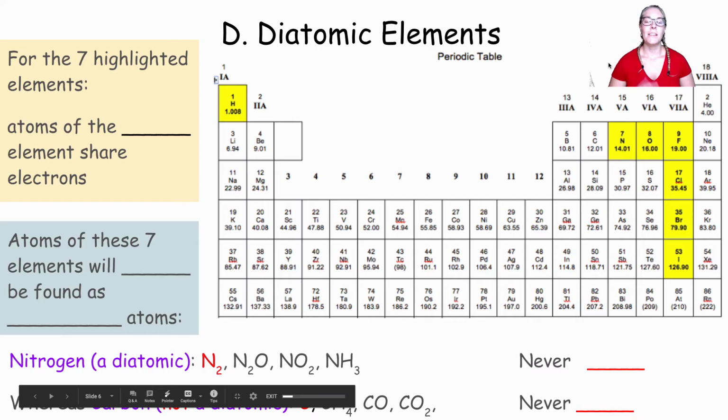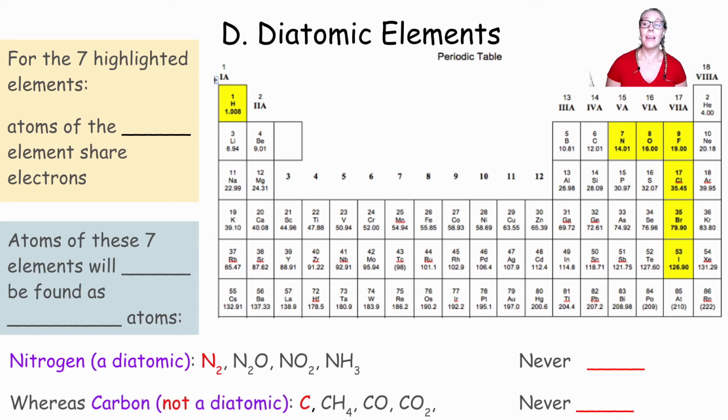Since we just saw an example of diatomics, I want to look quickly at what diatomic elements are, because diatomic elements bonding are an example of a covalent bond, because diatomics are all nonmetals. Now, let's look at the periodic table here, and you see 7 different elements that are highlighted in yellow: hydrogen, nitrogen, oxygen, fluorine, chlorine, bromine, and iodine. For these 7 highlighted elements, atoms of the same element can share electrons.